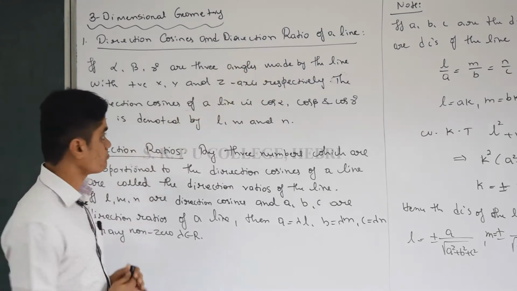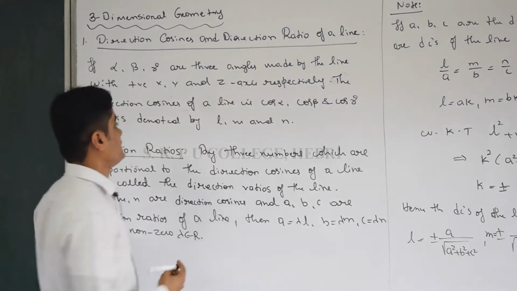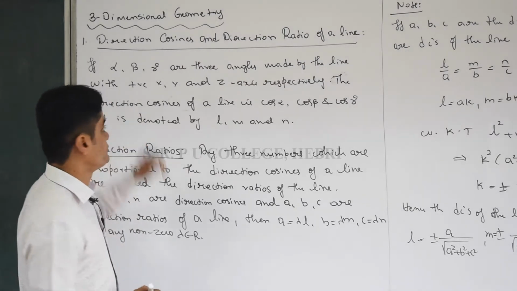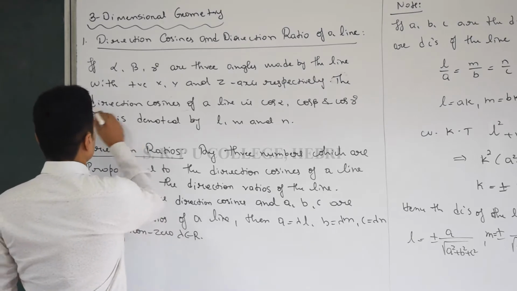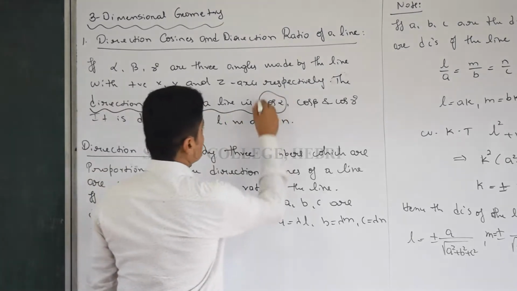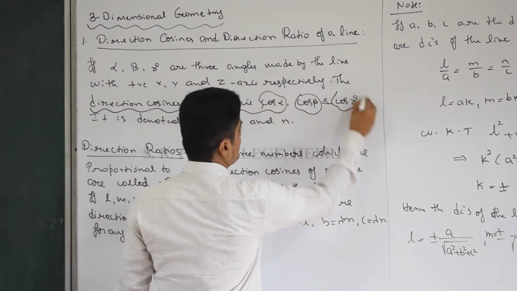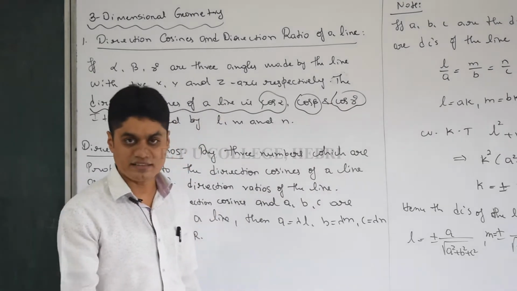So listen. If alpha, beta, gamma are the three angles made by the line with the positive direction of x, y, z axis respectively, then you know that the direction cosines of a line are cos alpha, cos beta and cos gamma.